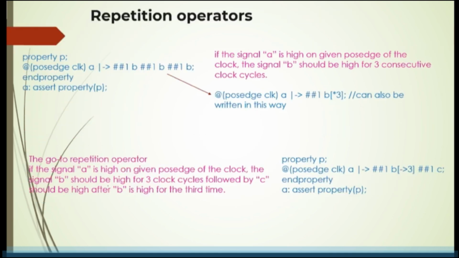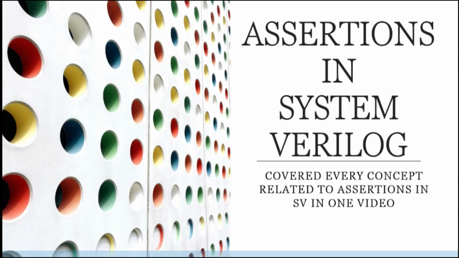Now the same goes for repetition. We have seen these repetition operators within the sequences also. The same goes with properties also. I don't want to repeat again. So this is all about assertions in SystemVerilog.